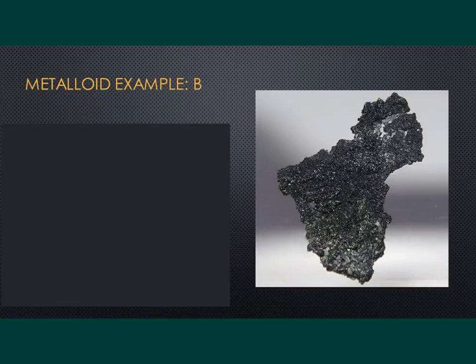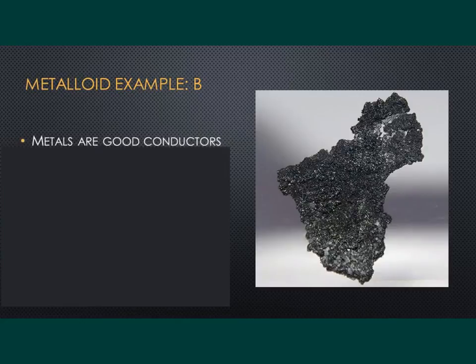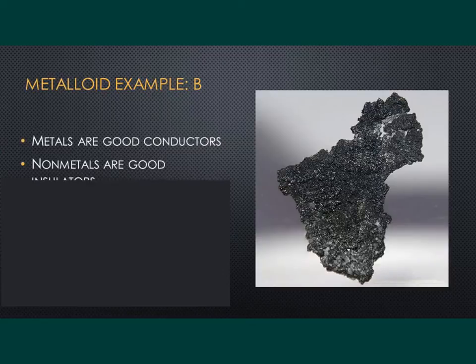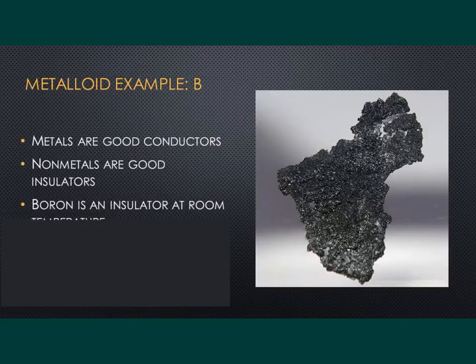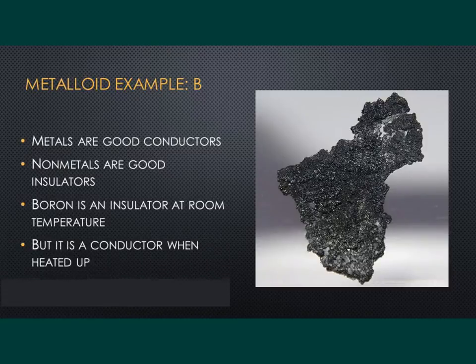Here's my example of a metalloid. That's boron. To me, it looks like a cornflake that would kill you. So let's look at why I chose this as my example for a metalloid. Okay, remember, metals are good conductors. Nonmetals are good insulators, the opposite of a conductor. Boron is a good insulator at room temperature, but you heat that up and it's suddenly a good conductor. So it has properties of both metals and nonmetals.